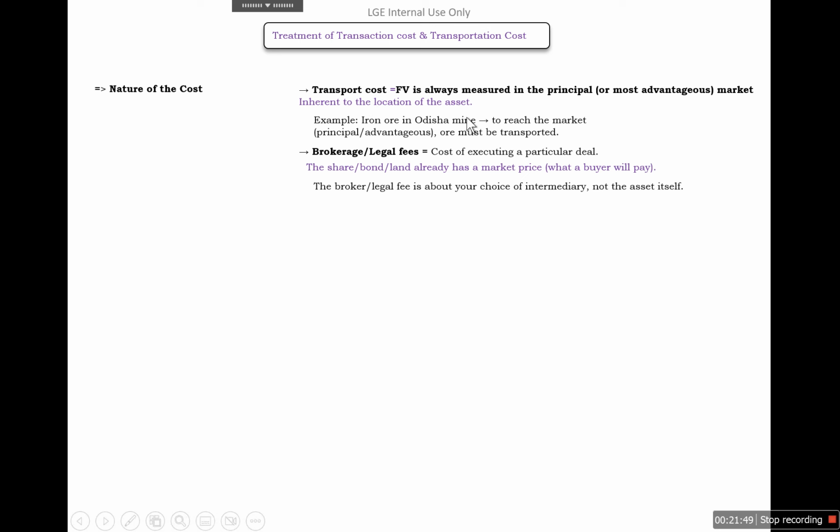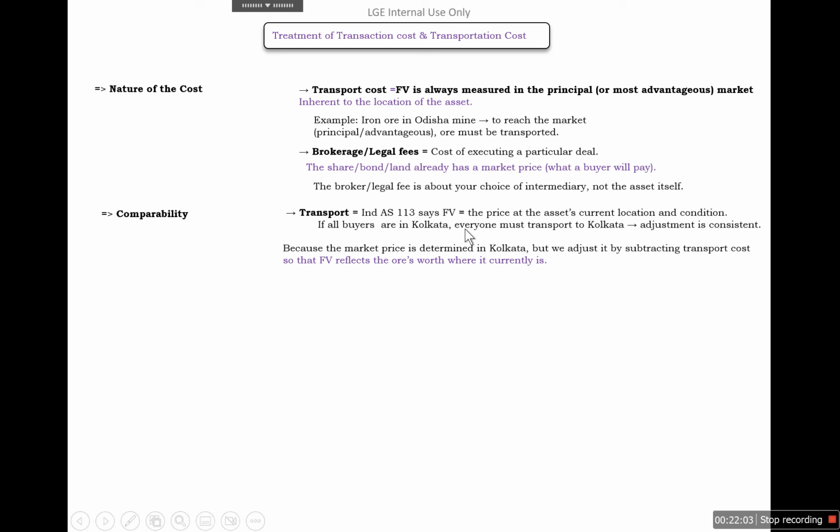Transportation cost is inherent to the location of the asset, but the brokerage is a deal cost. Similarly, if we think about the comparability of the cost of transaction and brokerage, transport cost under Ind AS 113 says that fair value is the price at the asset's current location and condition. If all the buyers are in Kolkata, everyone must transport to Kolkata, so the adjustment is consistent because the market price is determined in Kolkata, but we adjust it by subtracting the transport cost so that the fair value reflects the orange's worth where it currently is.